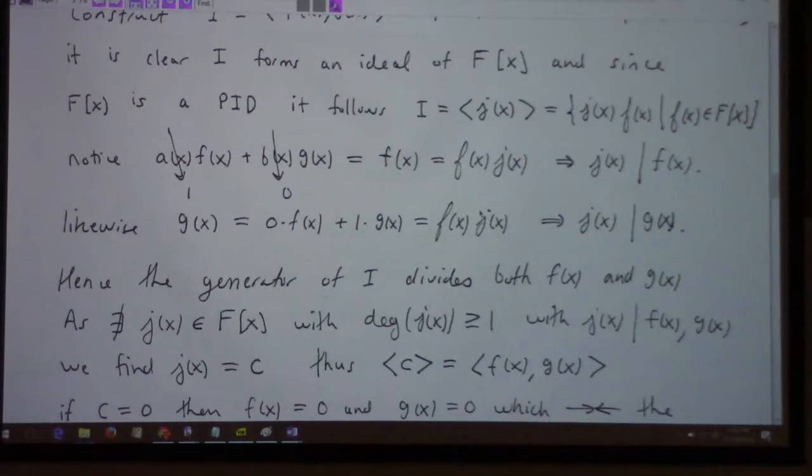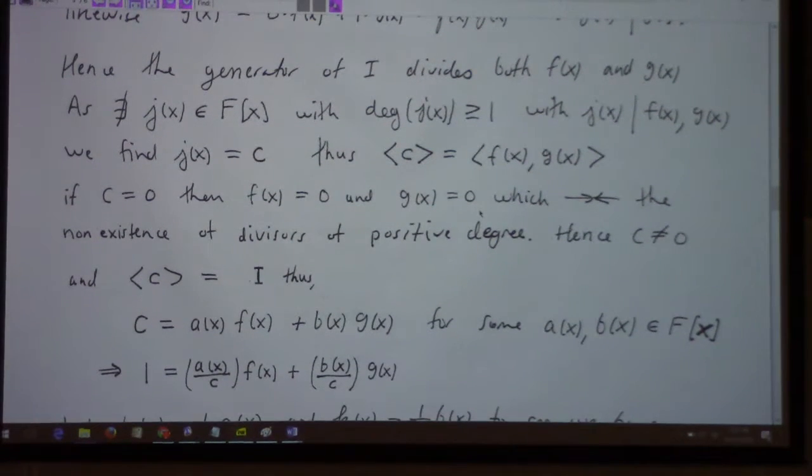And as there does not exist j of x in F[x] with degree of j greater than or equal to 1 that divides both of these, I mean, this was assumed in the problem, that means that we must have the degree of j is 0. In other words, j of x is equal to a constant. So some constant has to generate f of x and g of x. Now, if c is equal to 0, that forces both f and g to be 0, which contradicts the assumptions of the problem. Consequently, c must be non-zero.